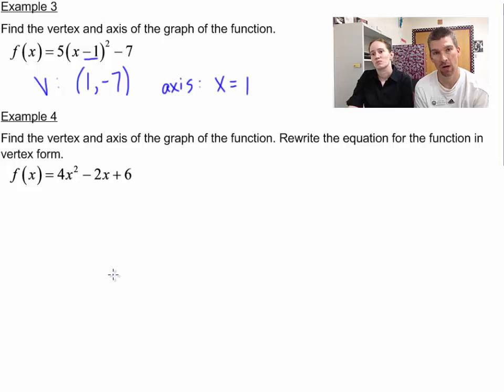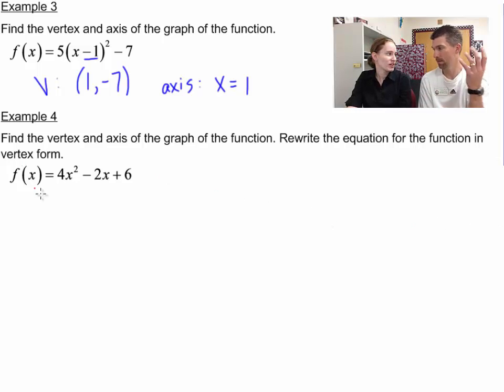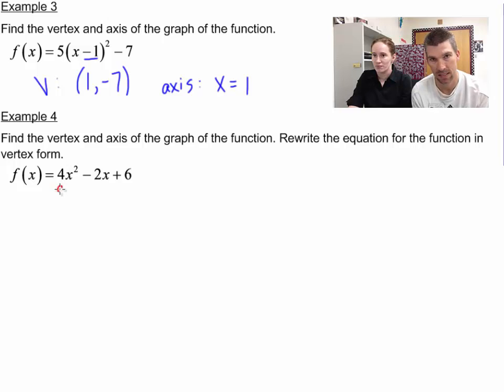Piece of cake. Well, what about another one, you might ask? What about one where it's not in vertex form? Well, that formula, negative b over 2a, we could use that. We can, but you have to know the a, b's, and c's here.